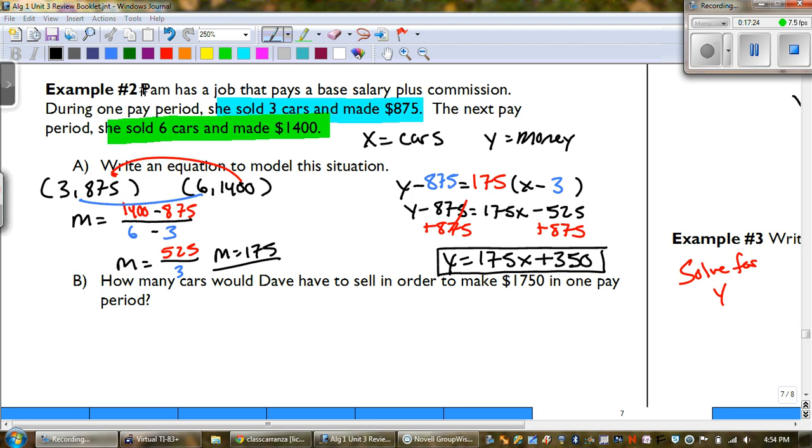Okay, so when you're all done, you should get y equals 175x plus 350. All right, let's move on down.